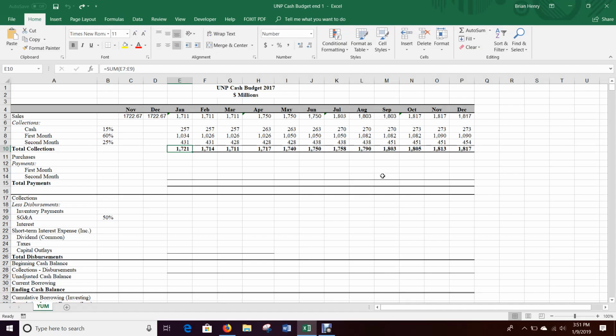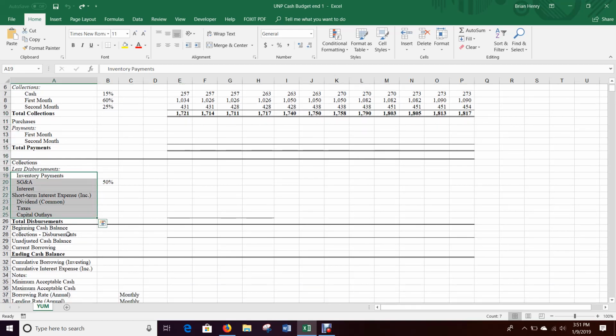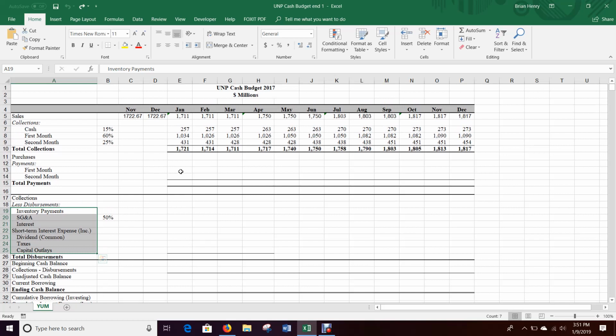All right, so last time we started building a cash budget. This time, instead of collections, we're going to do purchases. So we'll do this section right here, and then we'll cover this section in the third one, and then we'll cover the bottom in the fourth one. So let's go ahead and do purchases.